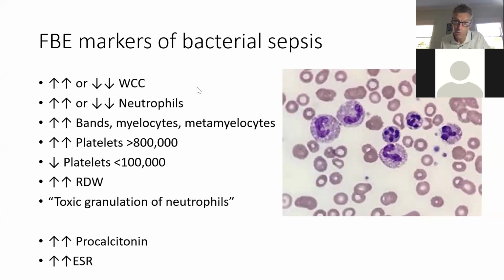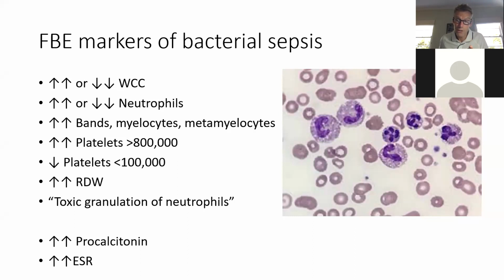Or if that's very low, like neutropenia or extreme neutrophilia, they're signs of a bacterial infection. Even more specific for a bacterial infection is if you look at the blood film or the printout from the full blood count and look for immature forms.